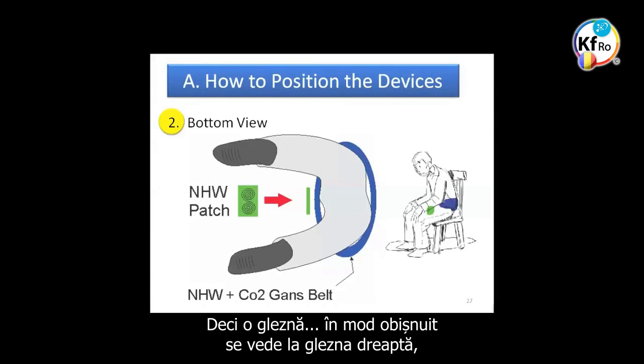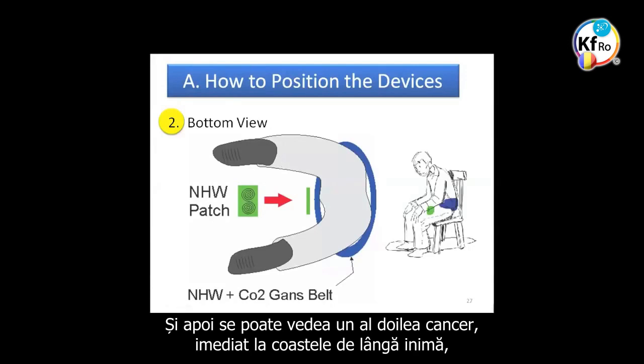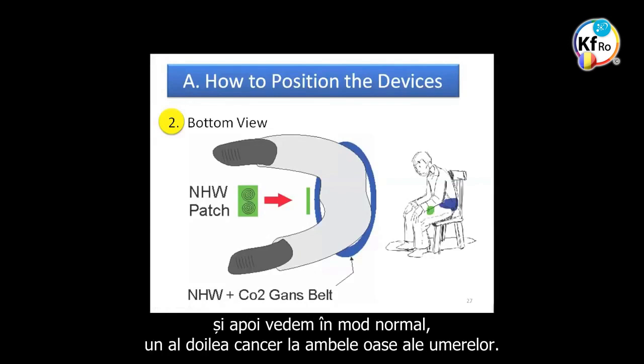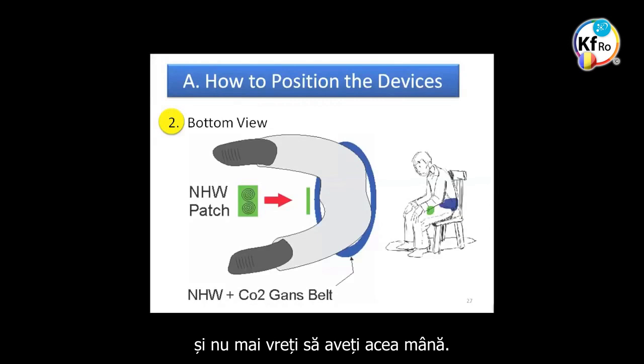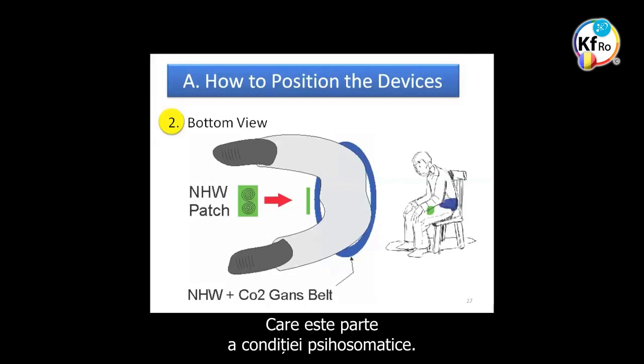On the ankle, usually we see it on the right ankle, just above the ankle on the lower bone. Then you see secondary cancer immediately on the ribs near the heart, usually on the left side because it's the more emotional part. And then we usually see secondary cancer on the two shoulder bones. You don't want to carry, because you carry the boy or the son in your hand, and you don't want to have the hand. So we see cancer just at the joint of the shoulders too, which is part of the psychosomatic condition. So you need to make a patch for these points.